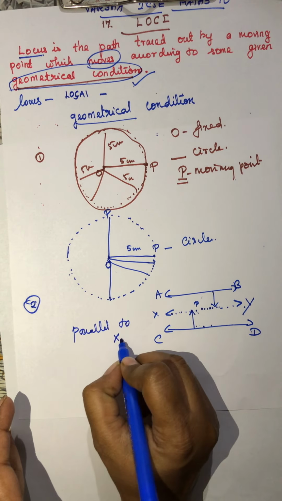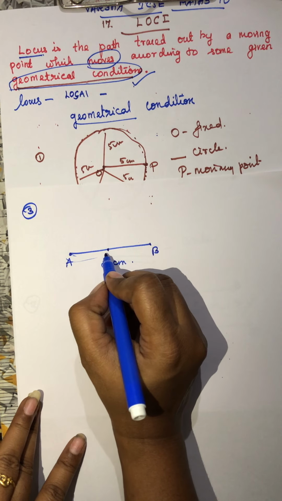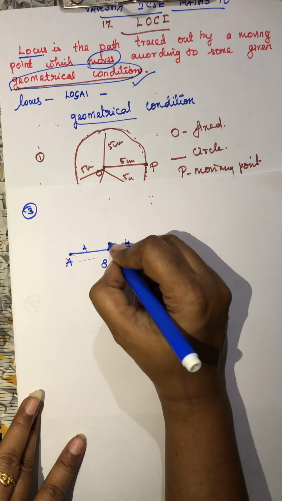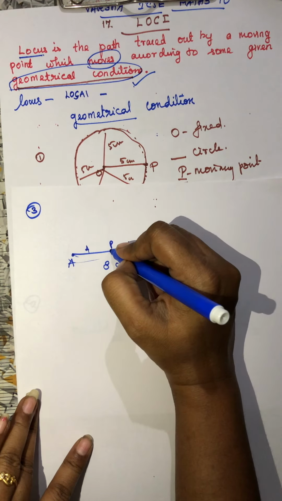See another thing. When you take a line of 8 centimeter, I am going to take a point at equal distance from the two ends. Let me take A and B. Take the distances as 4 and 4, so this point is the midpoint. This is P, and it is going to move. What do we get finally? P is moving like so.